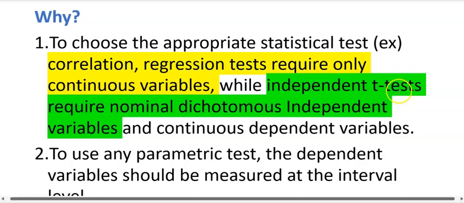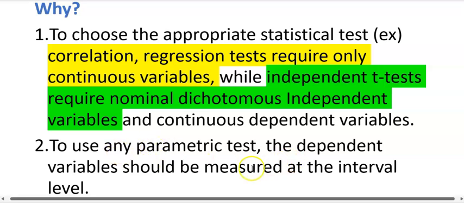And also the independent t-test requires a nominal dichotomous independent variable. So you need one nominal variable, but also dichotomous. And then the ANOVA test requires a nominal variable, but with more than two values, so three groups or four groups. So that's why thinking about what kind of measurement you will choose for your research from the very beginning of the research is very important.